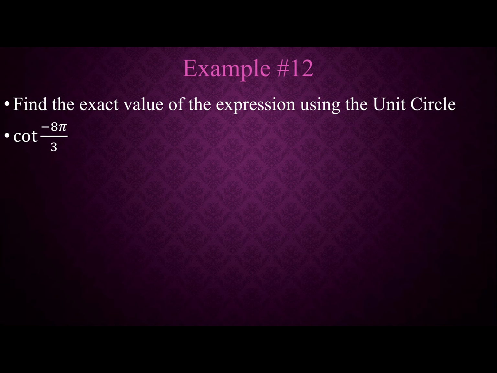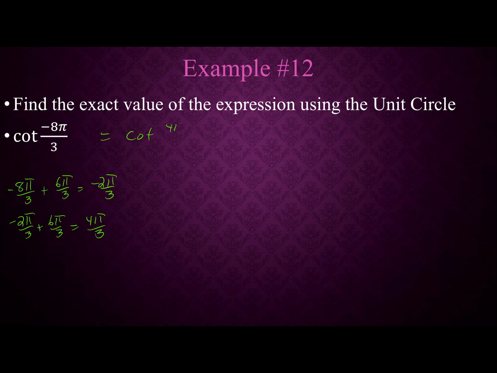All right, so then we have our cotangent of negative 8 pi over 3. So we can recognize that we're going to have to add 2 pi here. So we're really adding 6 pi over 3, which gives us negative 2 pi over 3, still negative, so we add again. This time we get positive 4 pi over 3, so we're good to go.